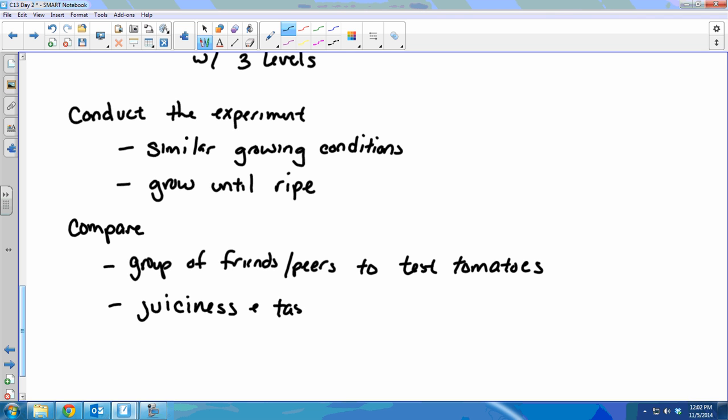Juiciness and tastiness scale for your friends to use, right? That way you get numerical data, and that way you can graph it however you want to, look at a diagram of your data, whatever, okay? So conduct the experiment, compare, you need to explain. So these are things you'd have to explain.